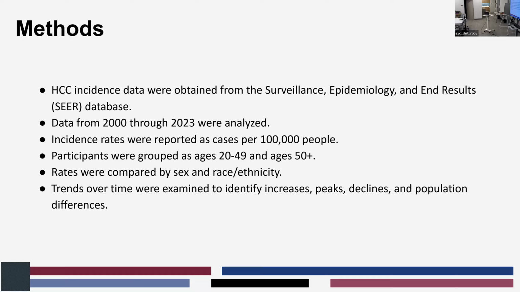Participants were then divided into two age groups, which were 20 to 49, and then 50 years and older. We then compared incidence rates based on sex and race or ethnicity and examined trends over time to identify increases, peaks, declines, and differences between populations.